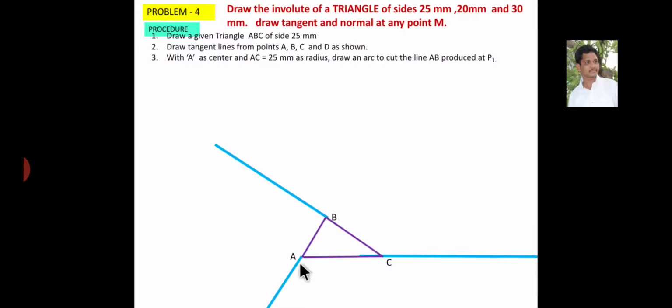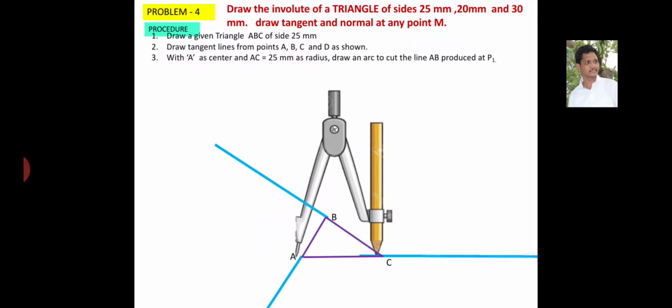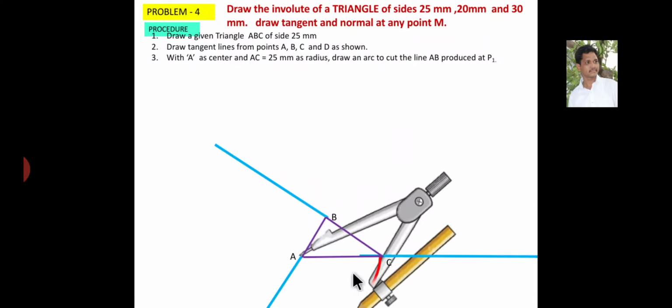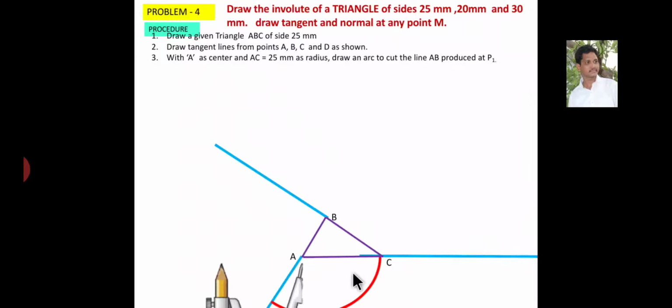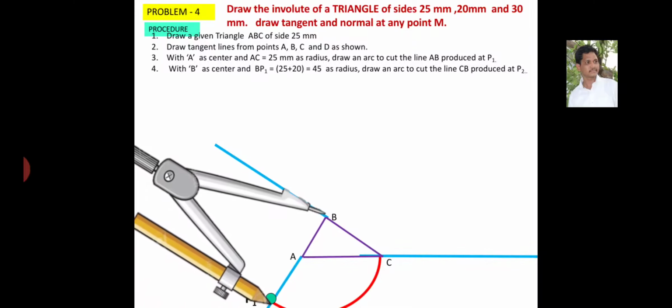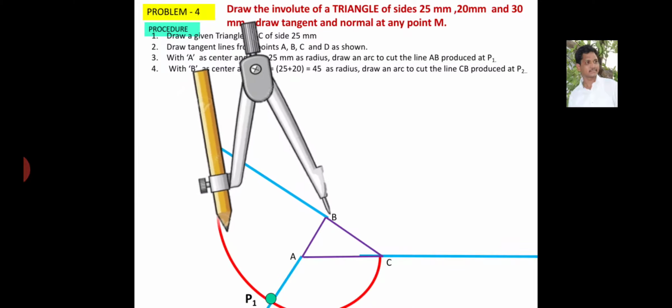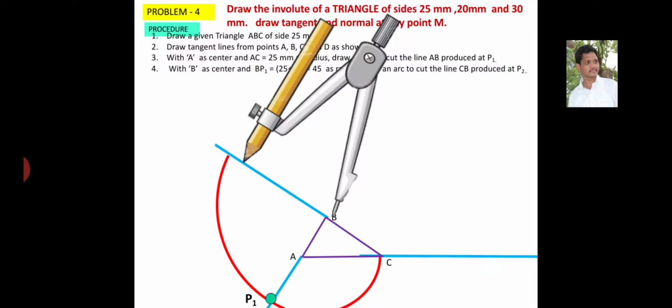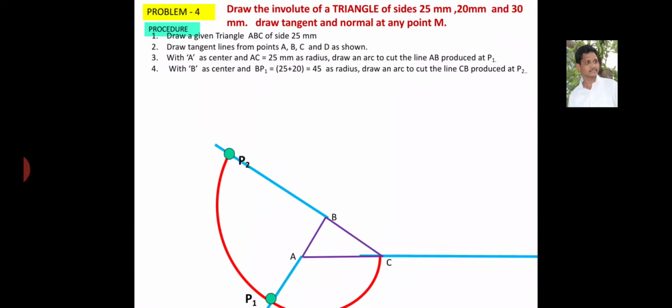Now A as center and radius equal to AC, draw an arc to cut the line AB produced at point P1. In a similar way, B as center and BP1 as radius, draw an arc to cut the line BC produced at point P2. Okay, this is point P2.